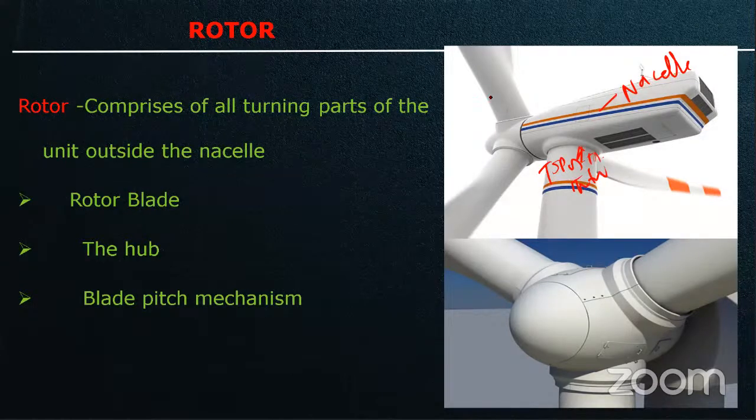Okay, the blades, how many blades are there? There are three blades, one, two, three. It depends on the turbine. We may have three blades, or one blade, or two blades also. And this is the hub, right?